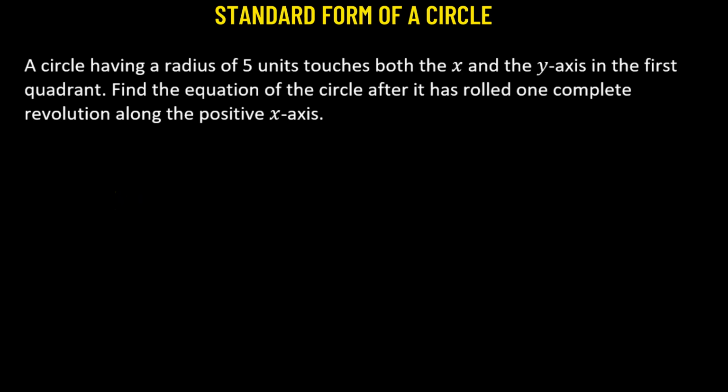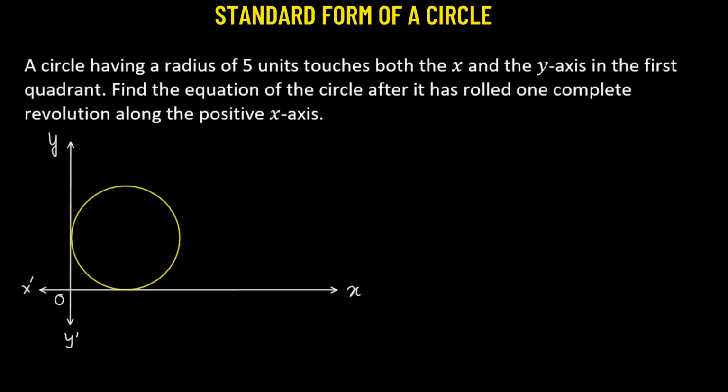So in this problem, we are given a circle that has a radius of 5 units and it touches both the x and the y axis in the first quadrant. We need to find out the equation of this circle after it has rolled one complete revolution along the positive x-axis. So let's try to understand the problem.